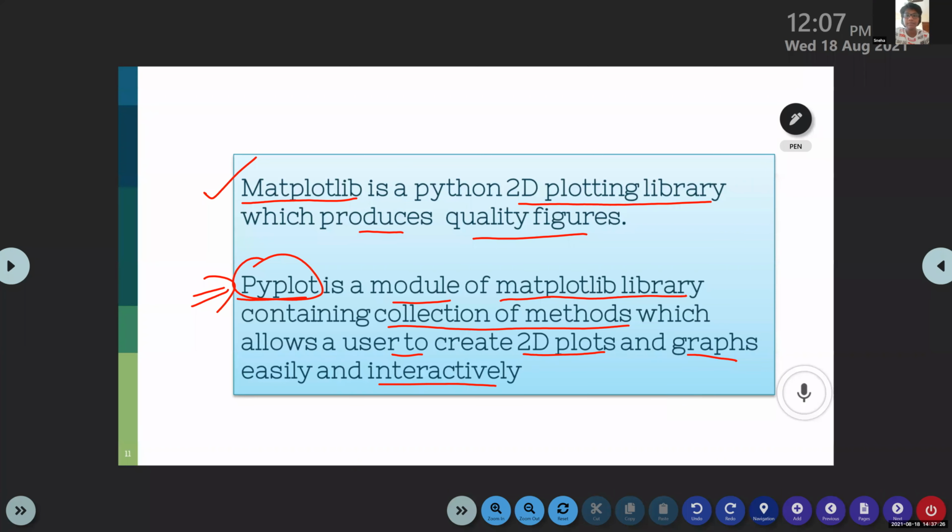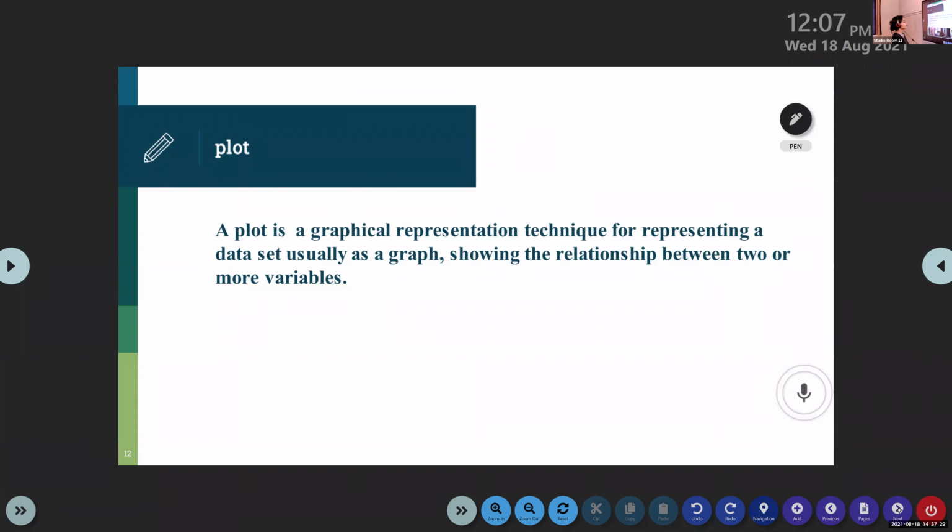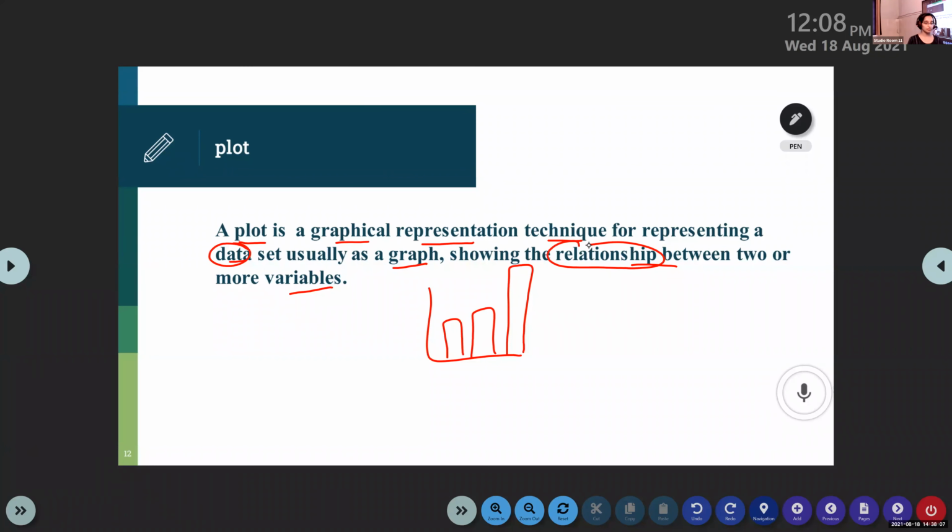So next, what is a plot then? It is a graphical representation technique for representing a data. Okay, so plot is the graphical representation of our data. It is usually represented as a graph. It shows the relation between two or more variables, isn't it? When we draw a graph, it shows a relation between two or more variables. You have seen different types of graph, isn't it? So what is a plot? It is a graphical representation technique for representing a data, which shows a relationship. Usually we draw a graph to show the relationship, isn't it?